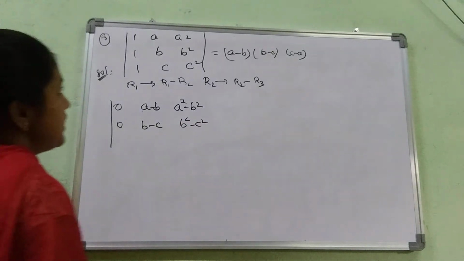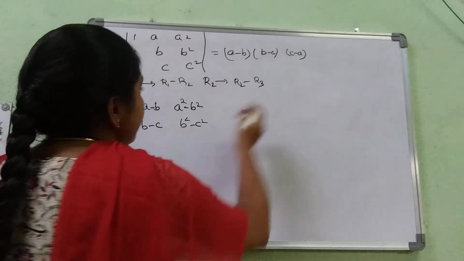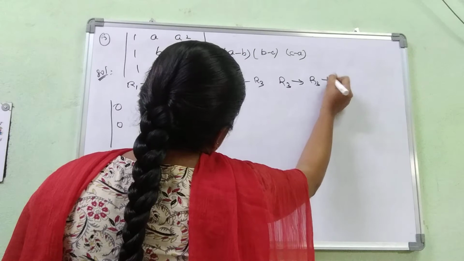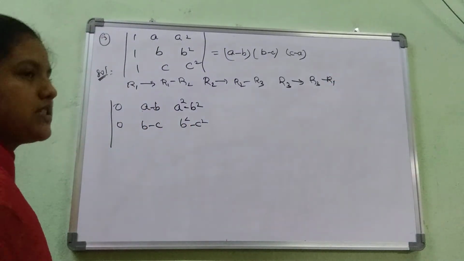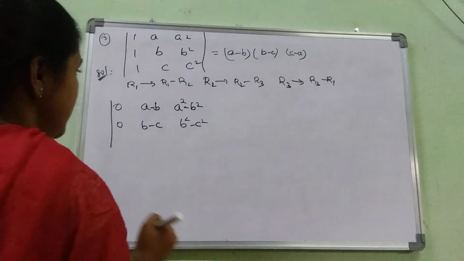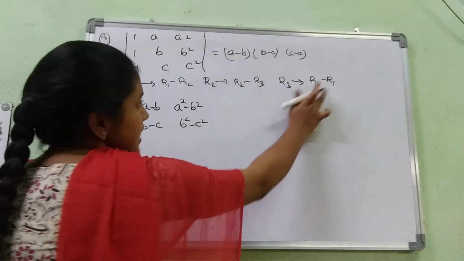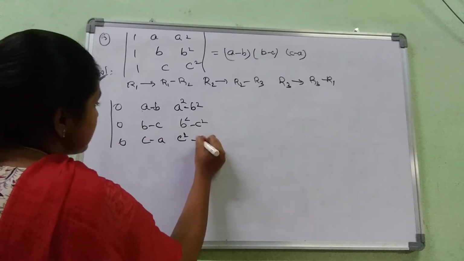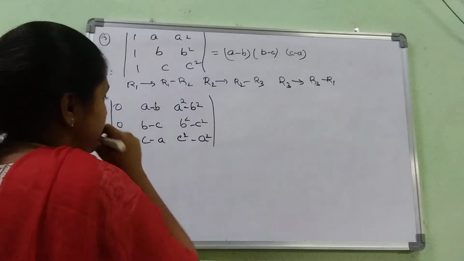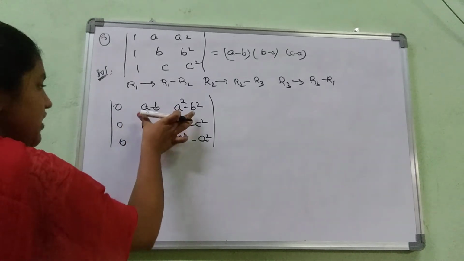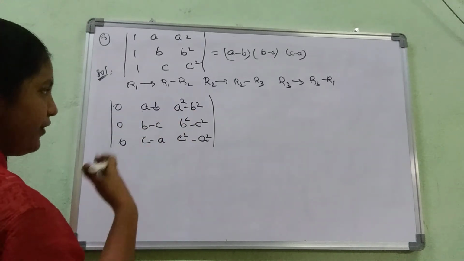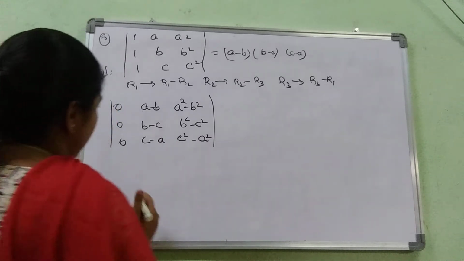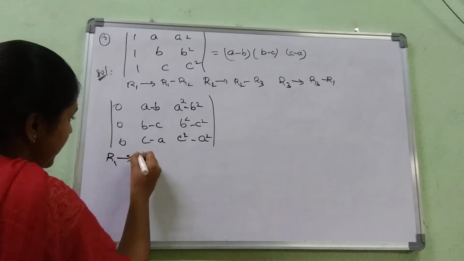Along with this, now I am doing R3 implies R3 minus R1. Here in the first step itself, I am doing three row operations. Therefore the resultant matrix will be, with R3 implies R3 minus R1, 1 minus 1, 0, C minus A, and C square minus A square. Now, from the first row I am taking A minus B out, from the second row B minus C out, and from the third row C minus A. For explanation, I am writing this.